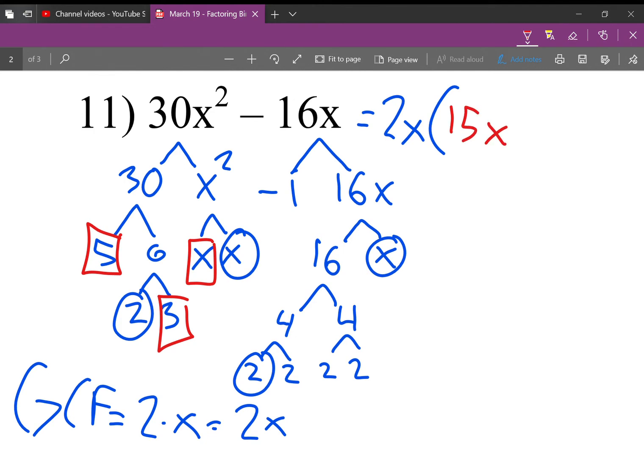Now over here in what's left, and this is why we want to have that negative 1, that's going to count as one of our leftover factors. So we have negative 1, 2, 2, 2. And the x is gone, so it's just those. So negative 1 times 2 times 2 times 2 is negative 8. So I end up with negative 8 here.